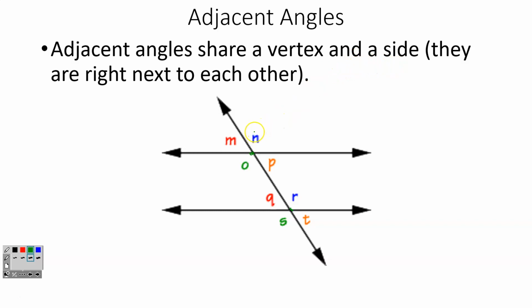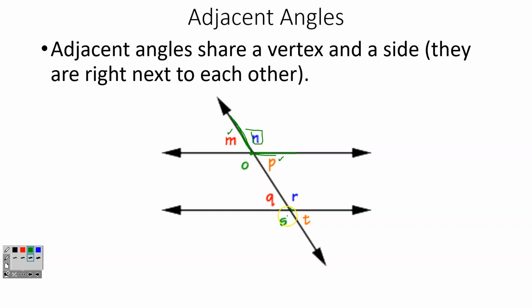So for example, if I said what's adjacent to N, well, M shares that side and the vertex, and P shares that line or that side and a vertex. So for N, we could say it's M and P. O shares a vertex, but it's right across from it. It doesn't share a side.